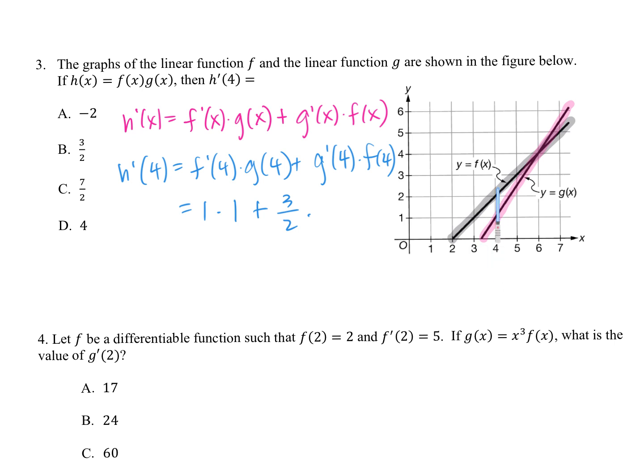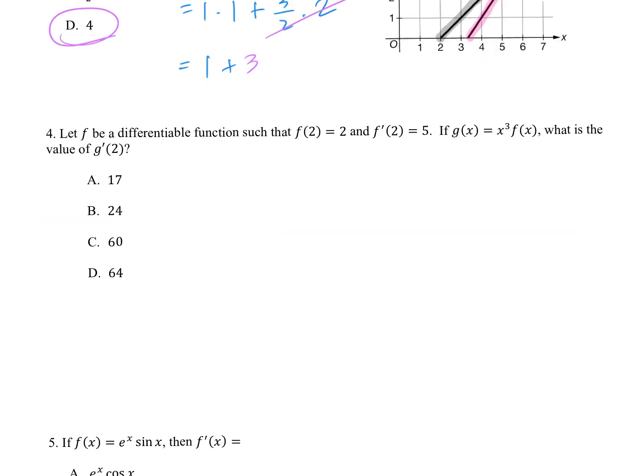F of 4, when x is 4, on my black line, the y is 2. Well said. 1 times 1 is 1. What about 3 halves times 2? Great. Final answer? Beautiful.